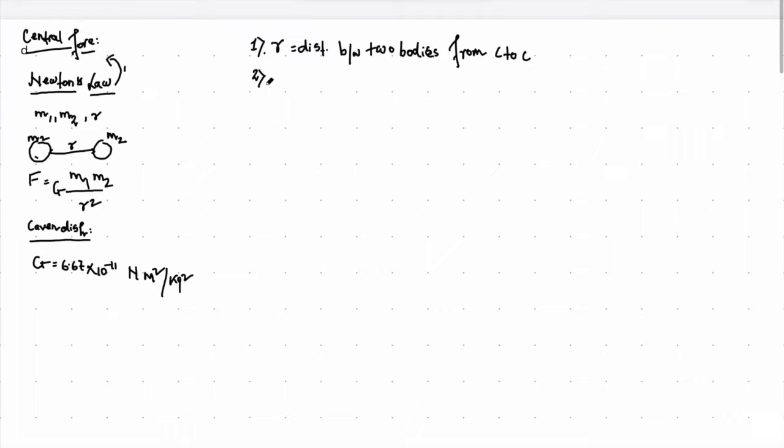And this force will always act along the line joining the two masses. So force acts along the line joining the centers of the bodies. Okay, so that's one more point that we should know about central force.